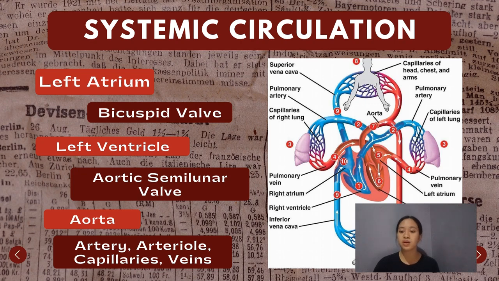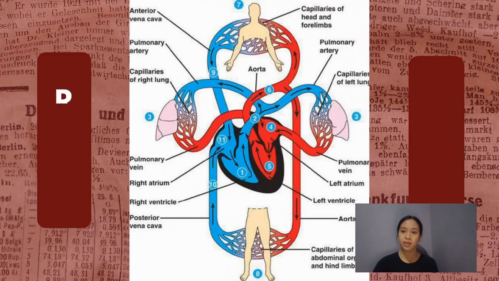With the support of the aortic semilunar valve, the blood from the left ventricle will now go to the aorta, which is the main artery that carries blood away from the heart. After that, it will go to the systemic artery, the systemic arterioles, and to the capillaries. In the site of gas exchange, the oxygen is exchanged for carbon dioxide. Then the blood that will go to the systemic venule is now deoxygenated blood.